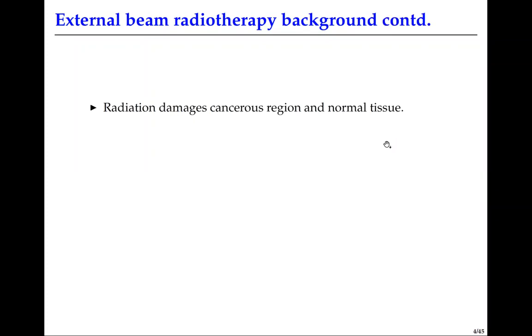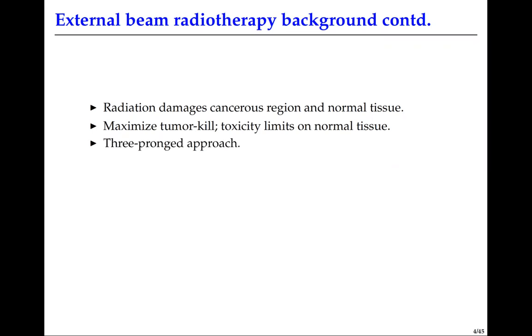Now, the challenge here is that radiation damages not only the tumor or the cancerous region, but also the healthy tissue, or let's call it normal tissue, that is nearby. So the goal in external beam radiotherapy for cancer is to maximize tumor kill subject to toxicity limits on normal tissue. So that means that you want to limit the toxic effects of radiation on healthy tissue that are near the cancerous region. And this is pursued by using a three-pronged approach.